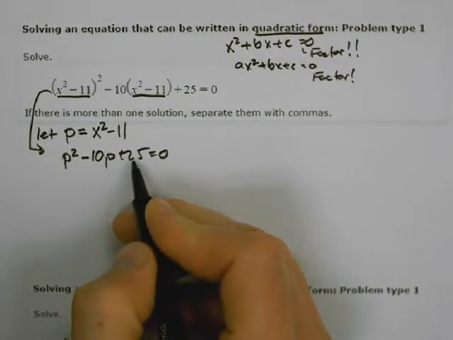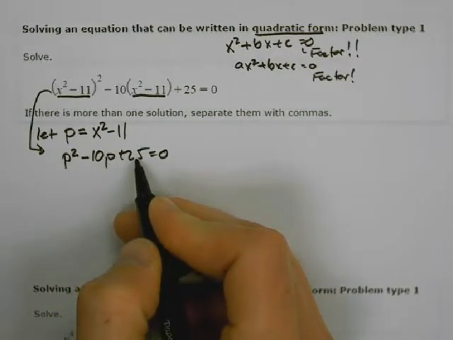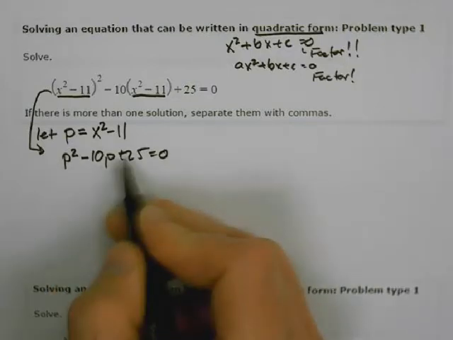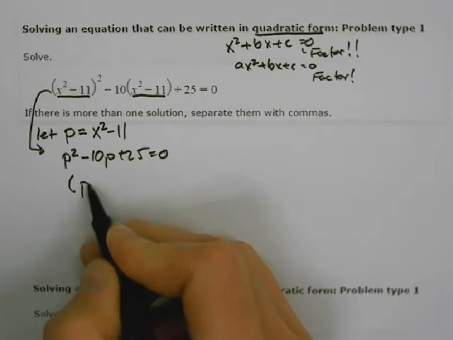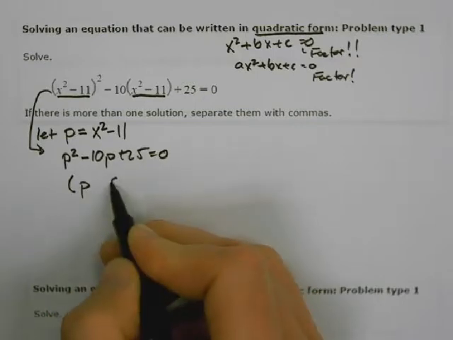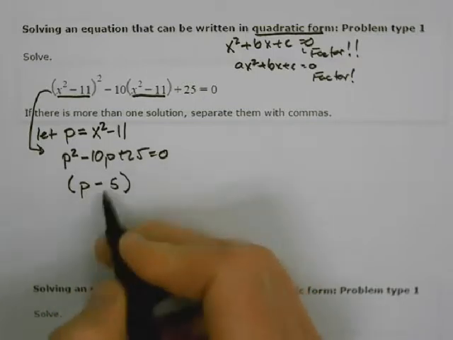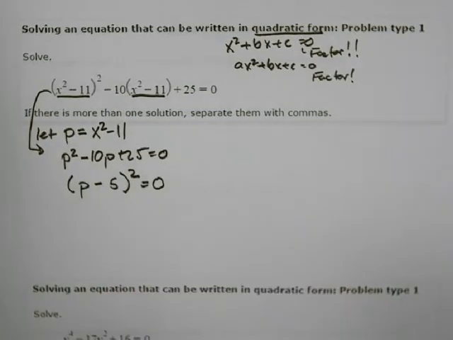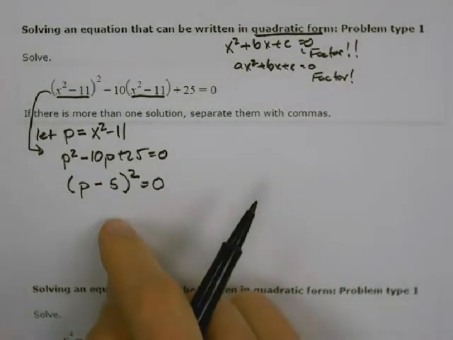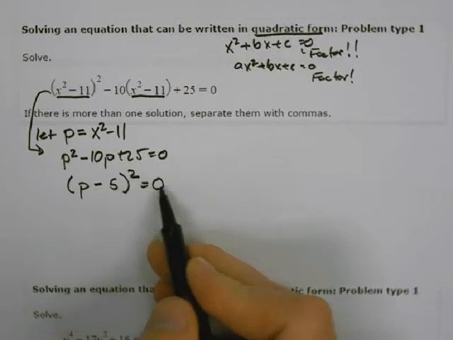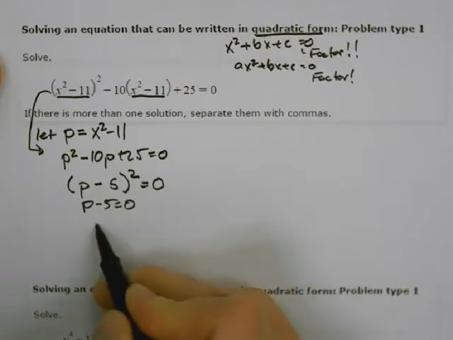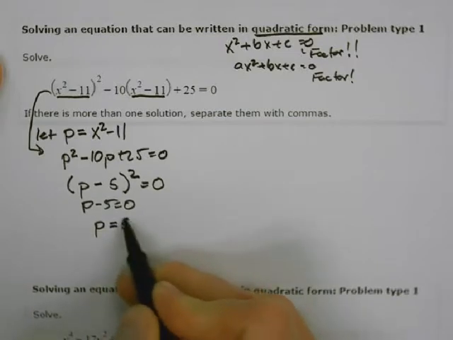Two numbers that multiply to positive 25 and add to negative 10 are negative 5 and negative 5. This is actually a perfect square trinomial. The square root of p squared is p, the square root of 25 is 5, and put a negative here. So it's p minus 5 quantity squared equal to 0. I'm going to continue to solve this. If p minus 5 squared equals 0, that means p minus 5 has to be 0, so p is 5.